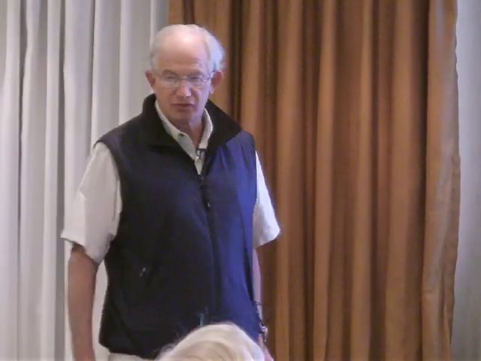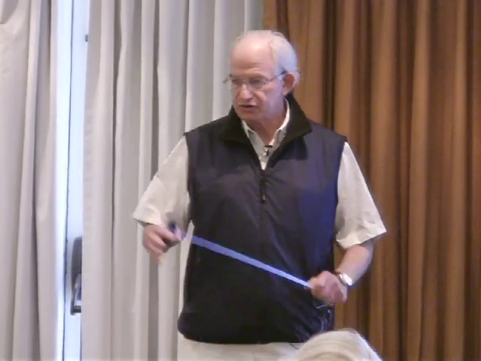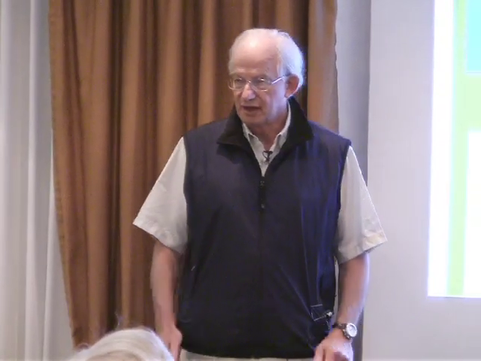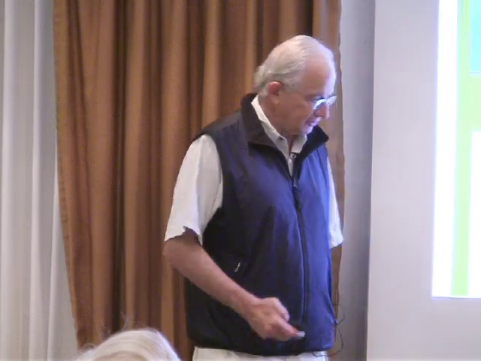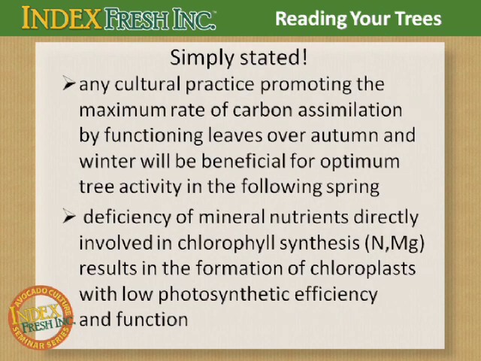The better your trees are in the sunlight, the better the condition of your leaves, the more starch you can create in each tree. The poorer your trees are in terms of shading and leaf quality, the less starch you're going to produce. So, having agreed on those principles, the next question is: will any cultural practice promoting the maximum rate of carbon assimilation by functioning leaves, so we need our leaves to remain healthy over autumn and winter, be beneficial for optimum tree activity in the following spring?